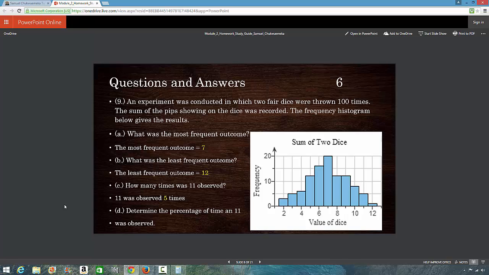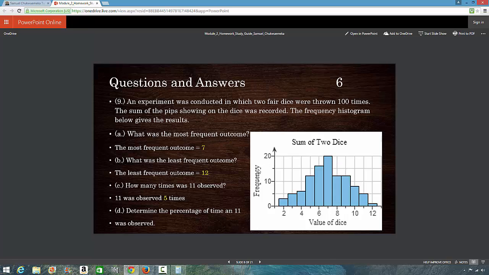Question 9. An experiment was conducted in which 2 fair dice were thrown 100 times. The sum of the pips showing on the dice was recorded. The frequency histogram below gives the results. So they already gave us this. What was the most frequent outcome?